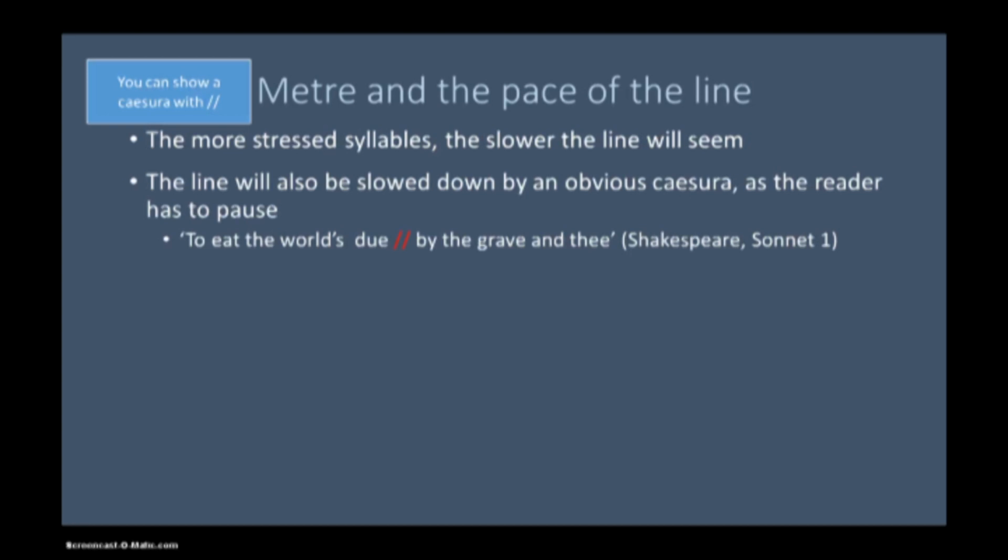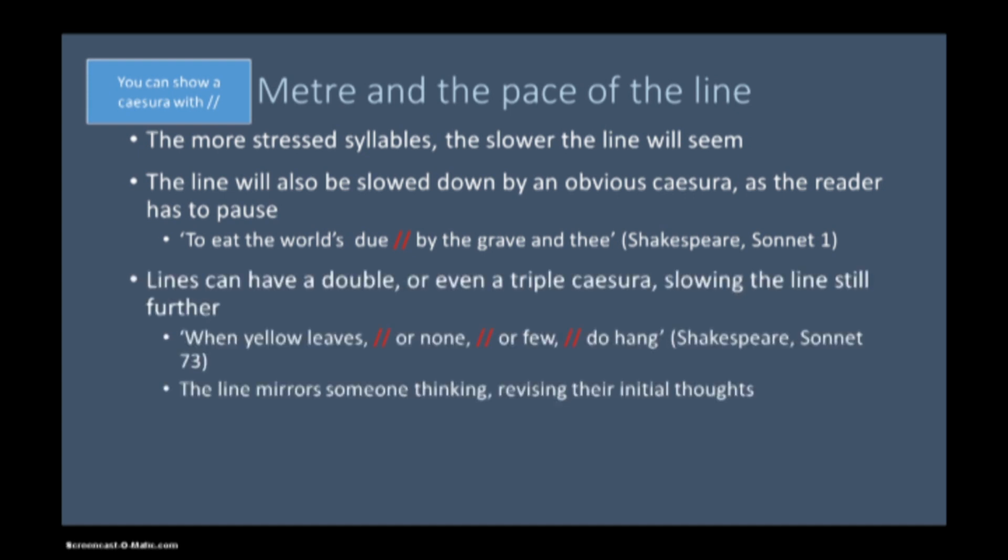The more stressed syllables a line has, the slower the line will seem. A line will also be slowed down where there's an obvious caesura, as the reader has to pause, as they do here. Lines could have a double caesura. Again, that slows the line down even further by making the reader pause twice. And in Sonnet 73, Shakespeare even manages a triple caesura in the opening line, when yellow leaves or none or few do hang. So the line there mirrors someone thinking, revising their initial thoughts.